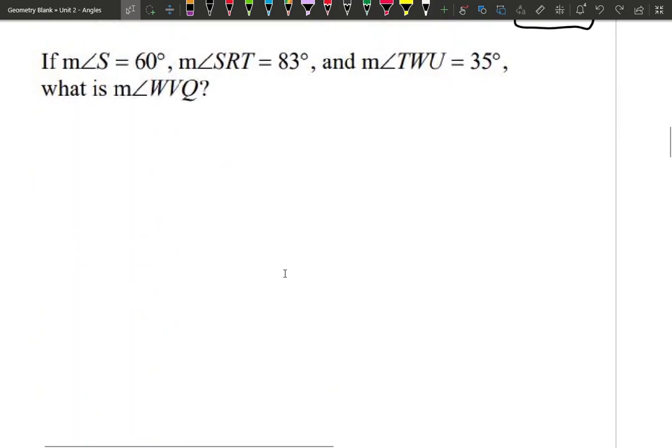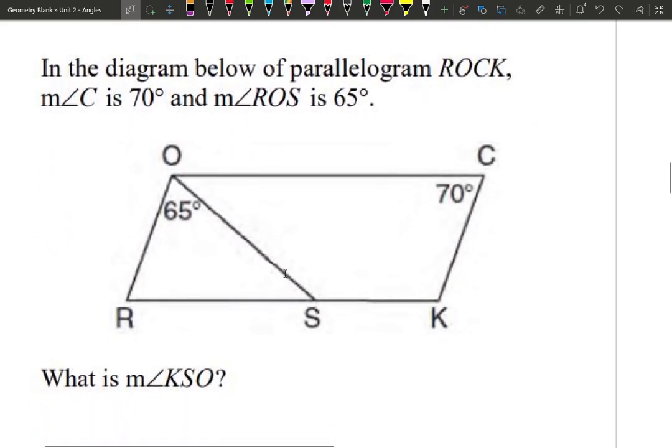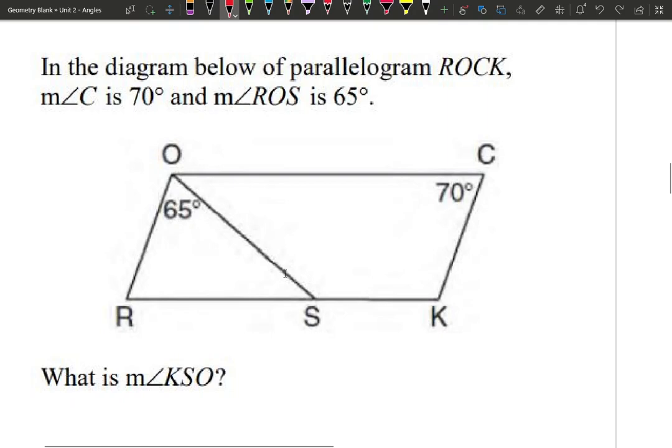Okay, let's move on. Here's another problem. In the diagram below, parallelogram. Okay, is it okay if I don't mark the parallel sides? I'm gonna do it. I don't feel comfortable not marking it. So that's a parallelogram. That's 70. I know this is 70 right away. I'm gonna keep reading the problem though. Angle C is 70, great. And the measure of angle ROS is 65. They marked it for us already. What is the measurement of angle KSO? That's how you read this, by the way. Measurement of angle KSO. So this angle over here is what they want to find.